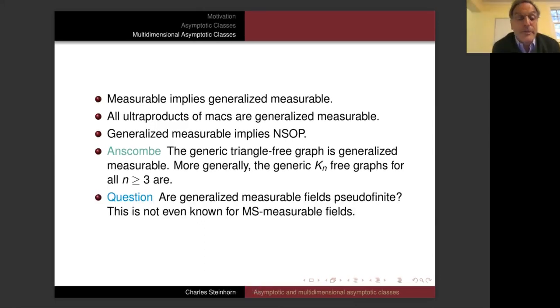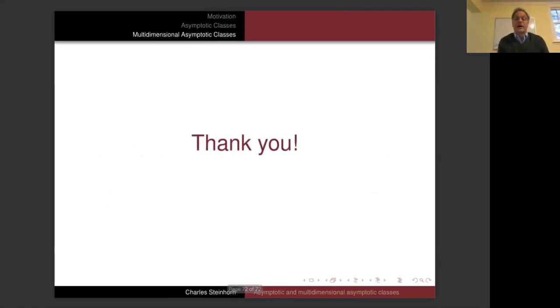And another question to ask, and this is where I will stop, is are generalized measurable fields pseudo-finite? And as I remarked before, this is not even known for MS measurable fields. And so with that, I'll stop. Thank you for your patience. And that's it. Any questions?